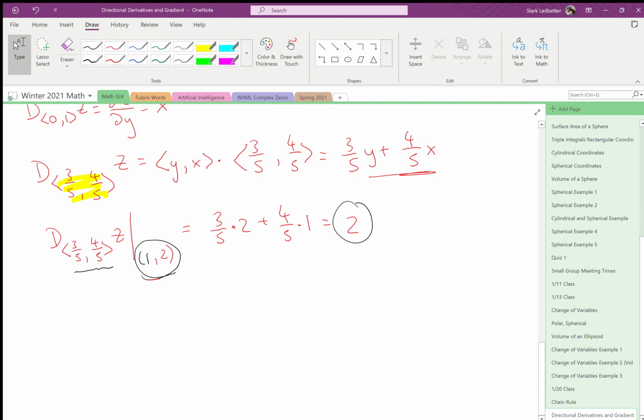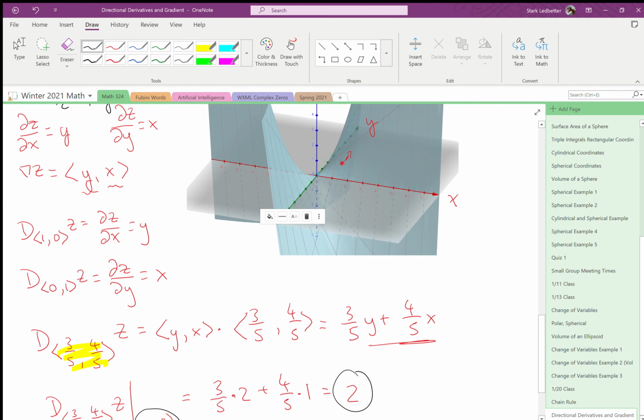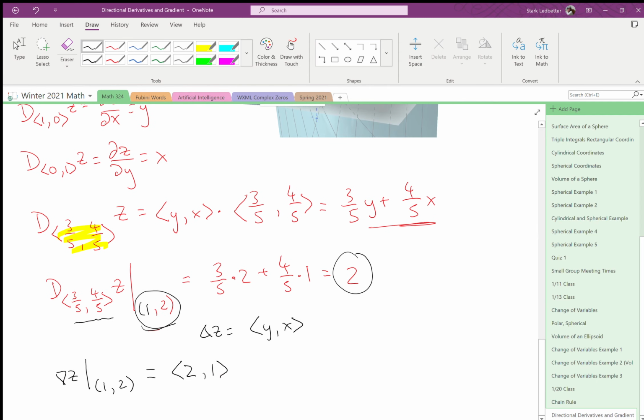You could also have plugged in the other way first. You could have calculated del of z evaluated at 1 comma 2. Remember, del of z was y comma x. So del of z evaluated at 1 comma 2 is 2 comma 1. What does that mean? That means if I stand at 1 comma 2, if I walk in the x direction, I'm going up by 2. And if I walk in the y direction, I'm only going up by 1. And so walking in this other direction, I might be going up some different value.